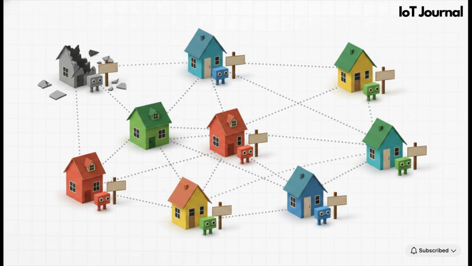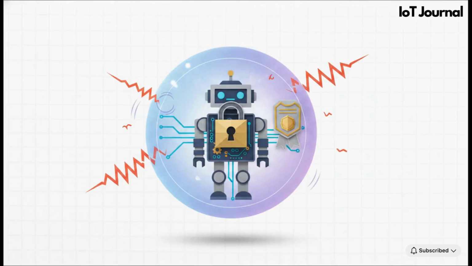Through a distributed discovery protocol, the nodes automatically find each other on the network. If one node crashes or one house is totally removed from the neighborhood, the rest of the system just keeps functioning perfectly. The single point of failure is completely gone. Okay, but what about that terrifying security issue we talked about?